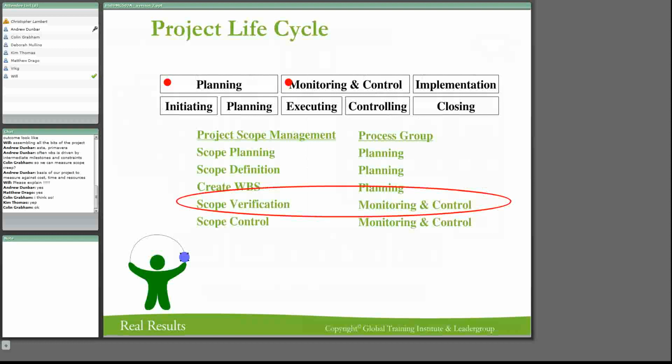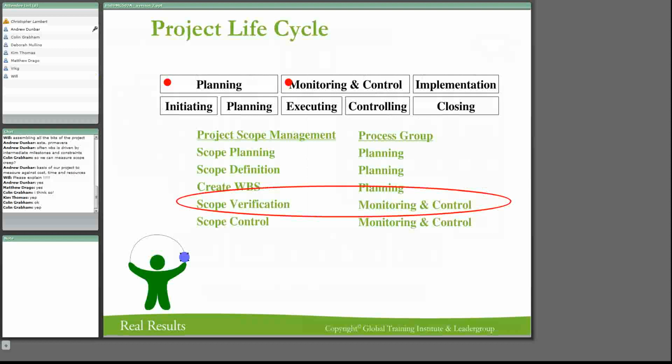All right, does that make sense? Can I get on to scope verification? Is everybody fair on that one? If you're all okay and nobody says no, I'm going to go on to the next one, scope verification. Scope verification comes into the monitoring and control phase of things. If you like, it's executing and control.